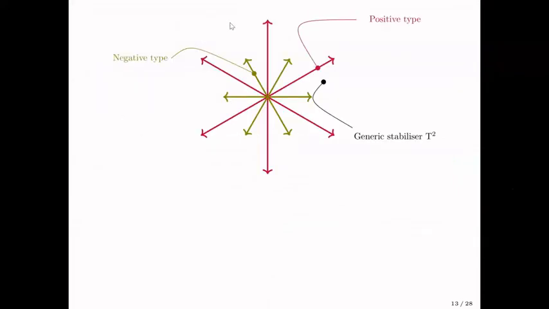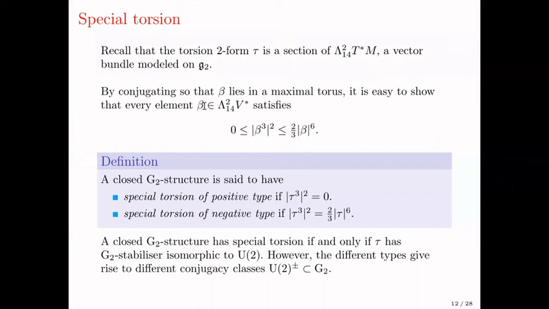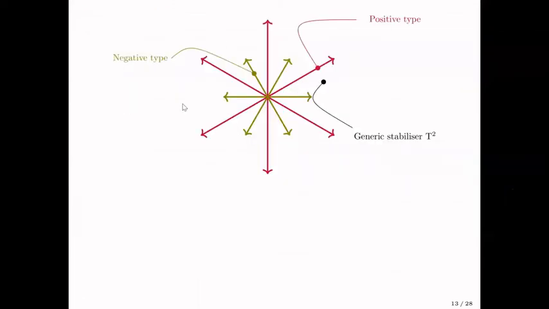Here's a picture of a root diagram of G2. Like I said, we can conjugate any of these 2-forms so it lies in a maximal torus, and you can draw the maximal torus because G2 is of rank 2. You can draw it on the plane, and these special 2-forms are exactly on these axes that you get in the root diagram. Outside of these axes, you have the generic stabilizer for the 2-form, which is T2.